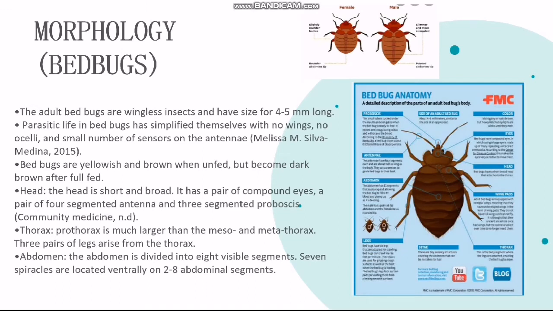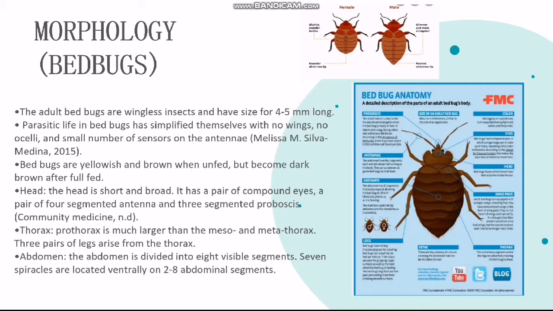Now, we will look into the general morphology of the specific bugs that we chose, which is bed bugs. The adult bed bugs are wingless insects and are 4 to 5 mm long. Parasitic life in bed bugs has simplified them, with no wings, no ocelli, and a small number of sensors on the antenna. Bed bugs are yellowish brown when unfed, but become dark brown after they are fully fed.